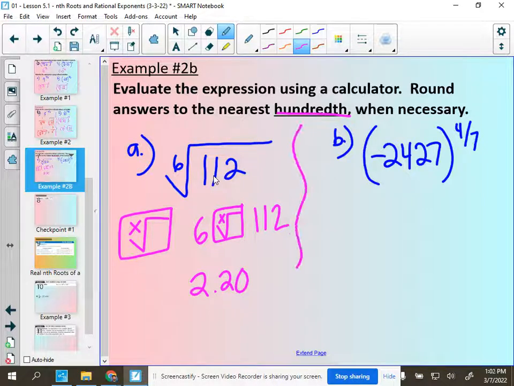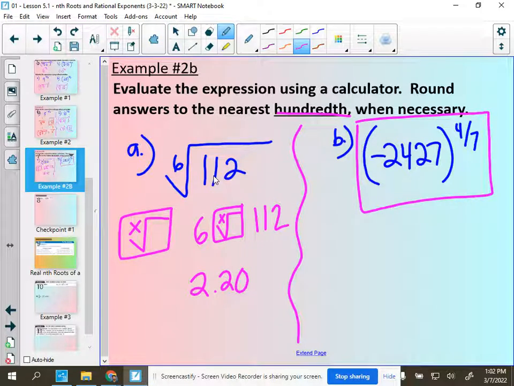So make sure you can find that. If you can't find it, when you get to class, make sure you let me know and I can help you find it. With B, now I'm going to double check. I don't remember if this is one that some calculators can handle as is. I would definitely use parentheses around it. You might be able to type it just as is. Okay, type that into my calculator. Parenthesis, negative 2427. Close my parenthesis.